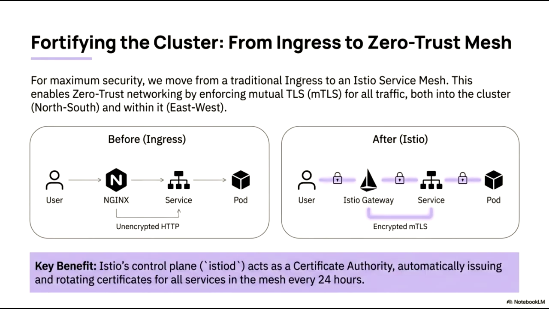The primary technical benefit here is that Istio's control plane, Istiod, acts as an automated certificate authority. It handles the complex task of issuing and rotating certificates for every service in the mesh every 24 hours, significantly hardening our security posture by ensuring that cryptographic identities are constantly refreshed.